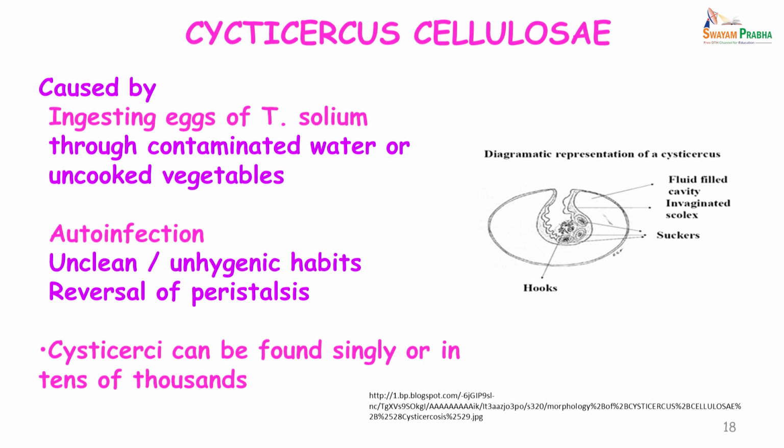So, as I mentioned, Cysticercus cellulosae develops because of ingestion of eggs of Taenia solium through contaminated water or uncooked vegetables. Auto-infection can occur because of unclean, unhygienic habits, and also sometimes because of reversal of peristalsis. Cysticerci in the human body can be found singly or in tens of thousands.